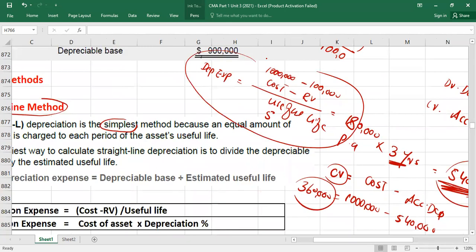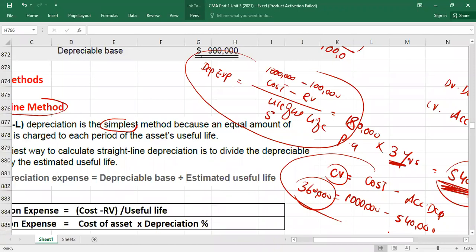Second thing, how to convert this depreciation expense to accumulated depreciation? Just multiply with the number of years. Right? Third thing, how to get the carrying value? Carrying value is always equal to what? Cost of asset minus accumulated depreciation. If you want carrying value at the end of the 4th year, you need accumulated depreciation of 4 years. Take cost minus accumulated depreciation.